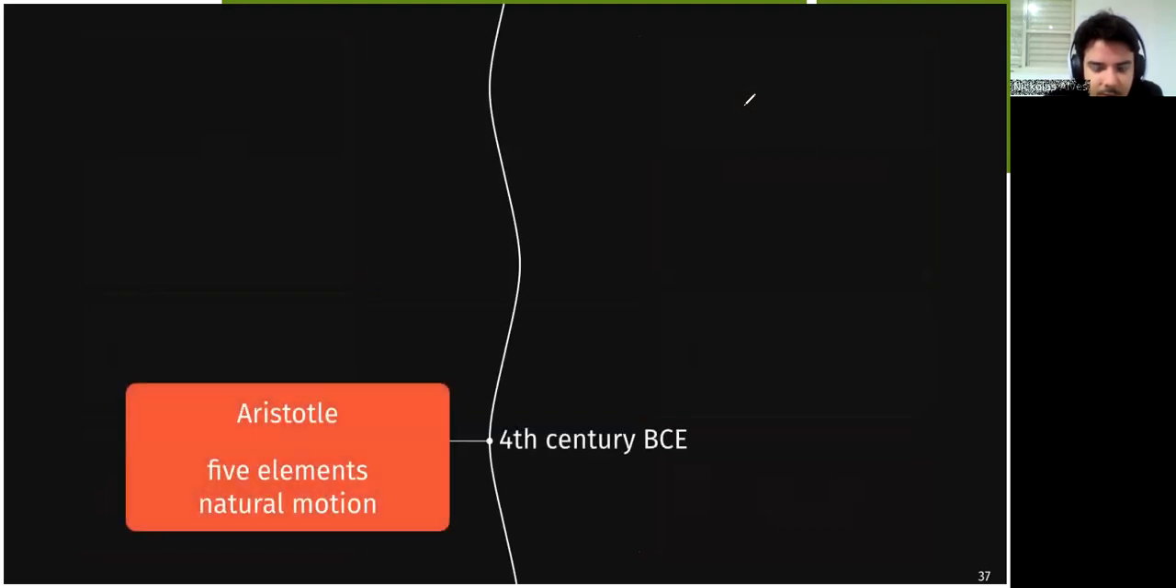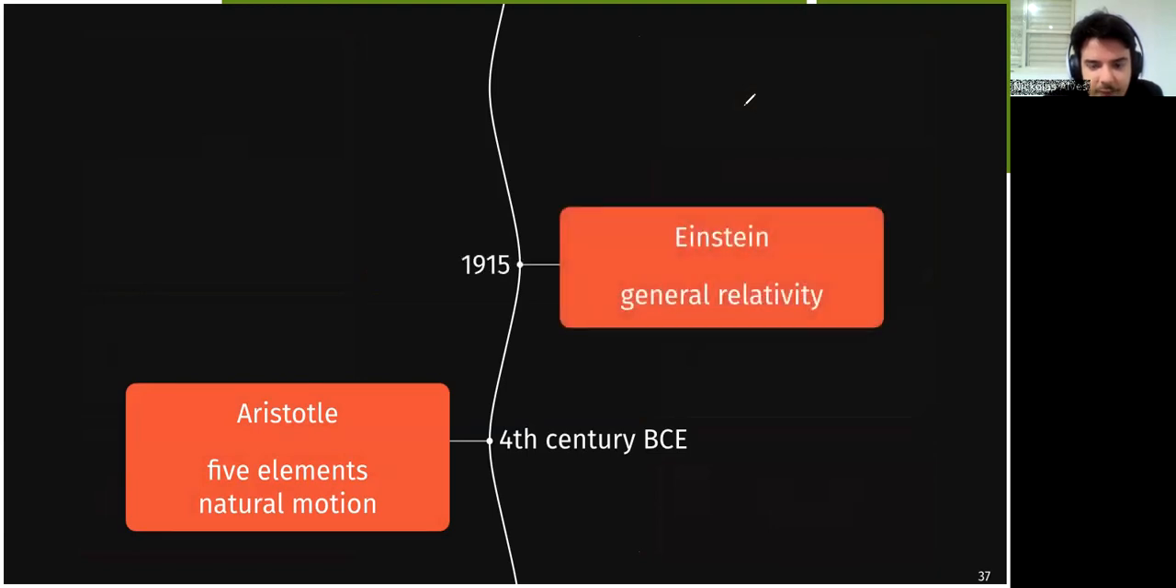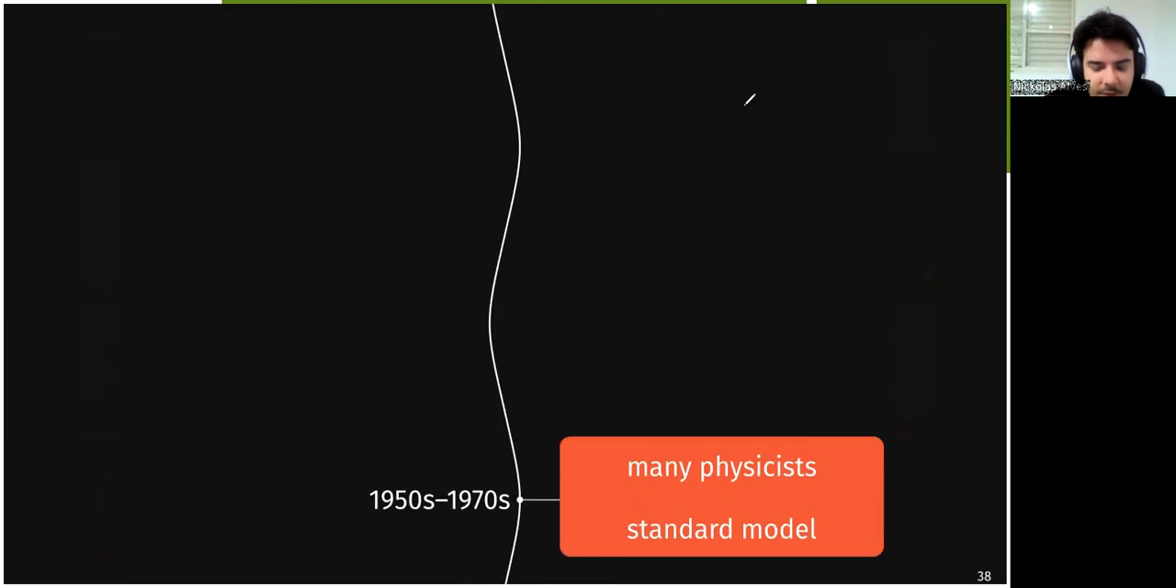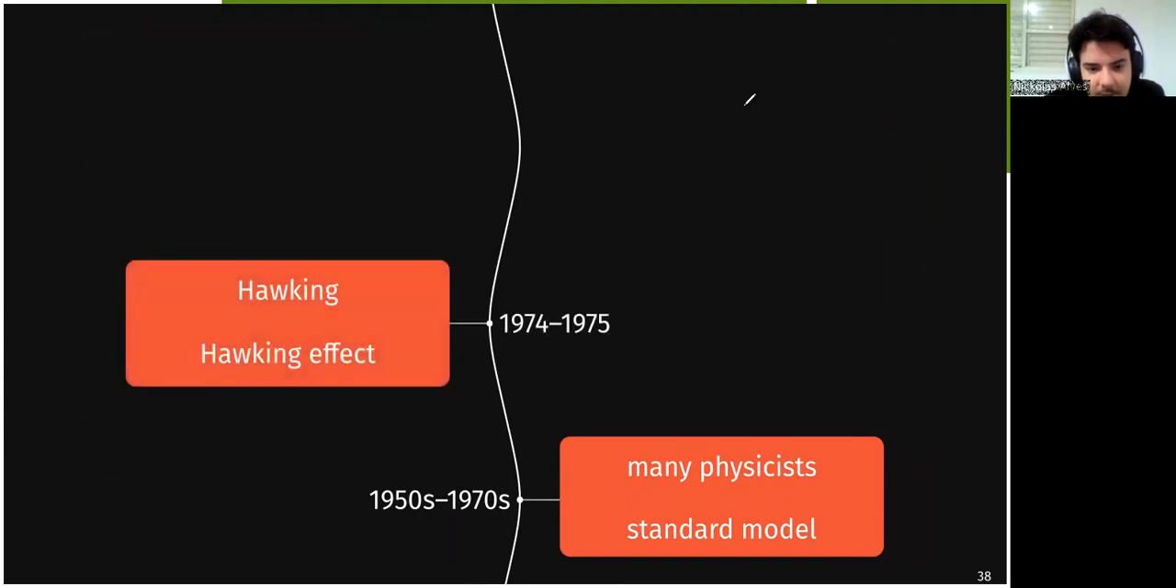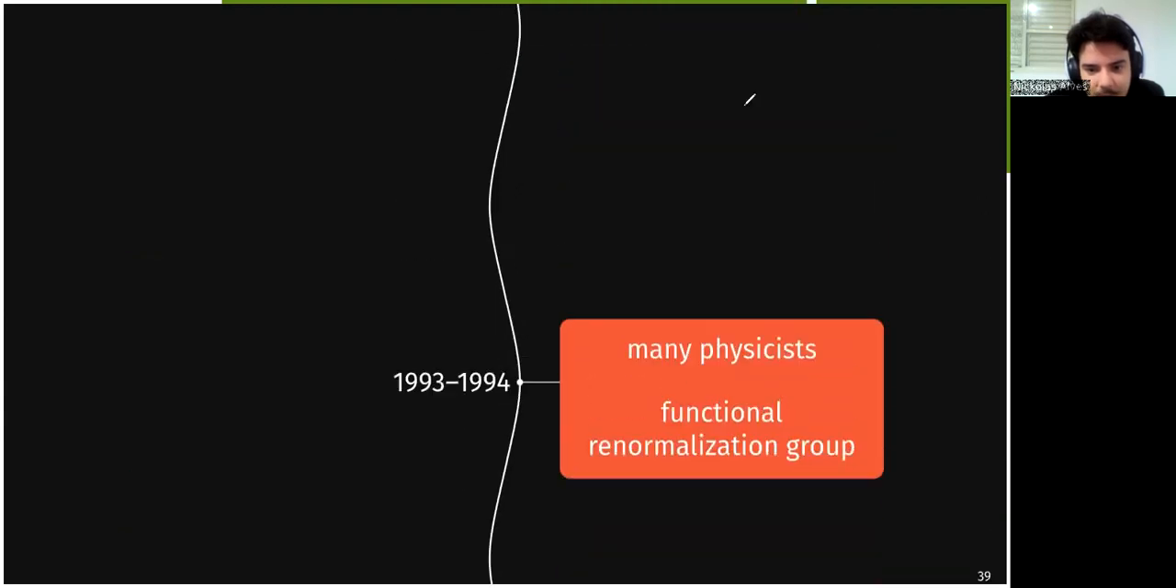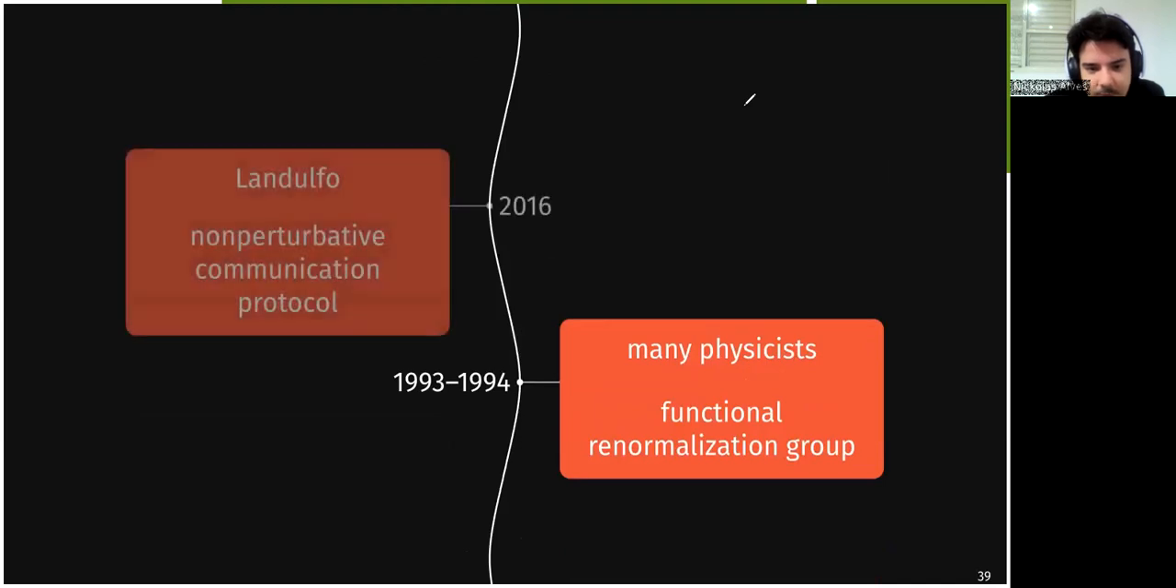Hence, the history begins with Aristotle with five elements in natural motion. Eventually, Einstein finds out about general relativity. Fermi finds the weak interactions that I described while discussing the renormalization group. Many physicists developed the standard model. Hawking found out about the Hawking effect between 74 and 75. Unruh found out about the Unruh effect in 76. Many physicists developed the functional renormalization group from 93 to 94.